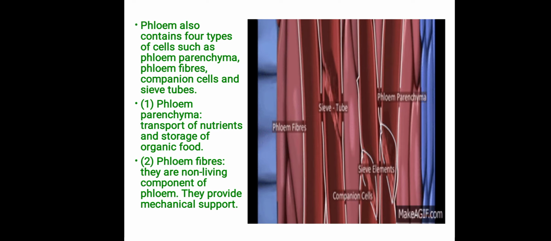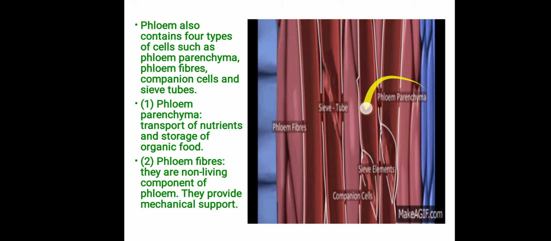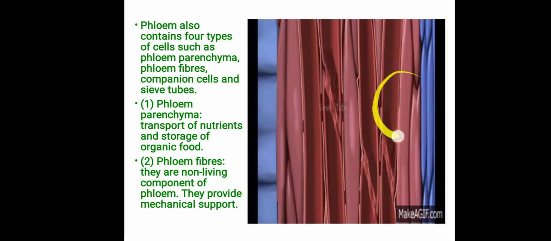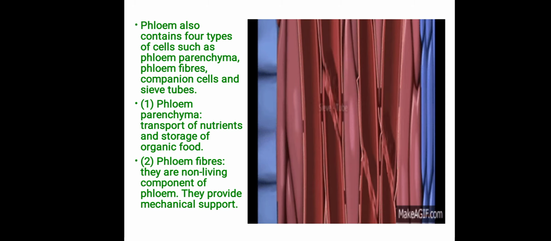Phloem also contains 4 types of cells, the first known as phloem parenchyma. Phloem parenchyma helps to transport nutrients and storage of organic food. Next, we have phloem fibers. They are non-living components of phloem. They provide mechanical support.